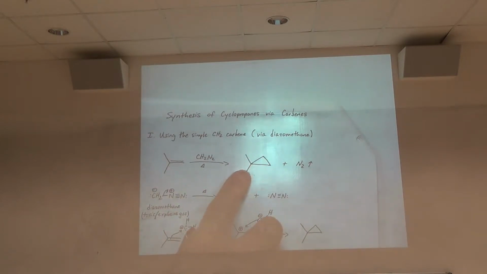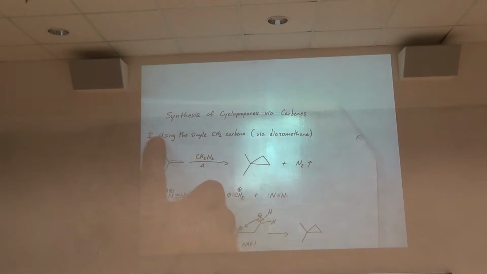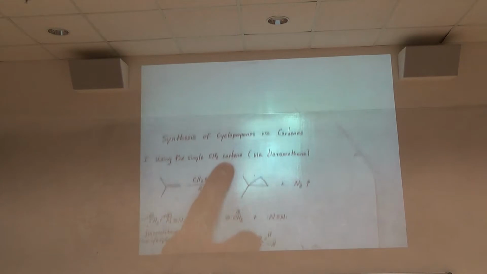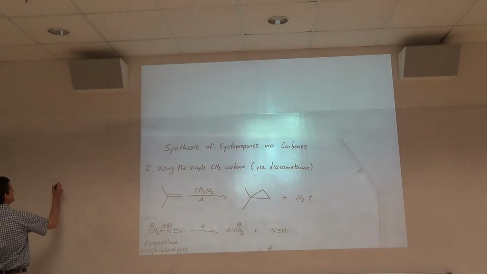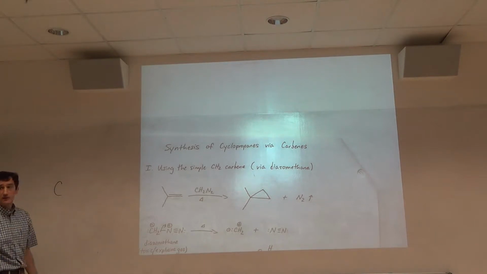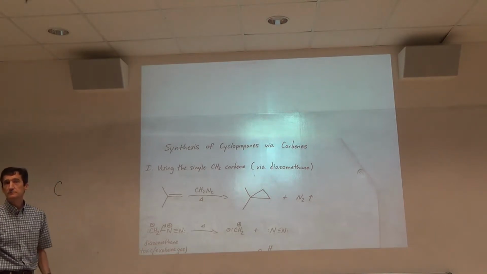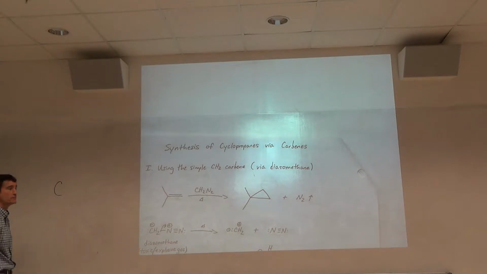Cyclopropanes. How do you make them? One way to make them is using simple CH2 carbene. What is a carbene? CH2. We draw a Lewis structure for CH2. How many valence electrons in CH2? 6.